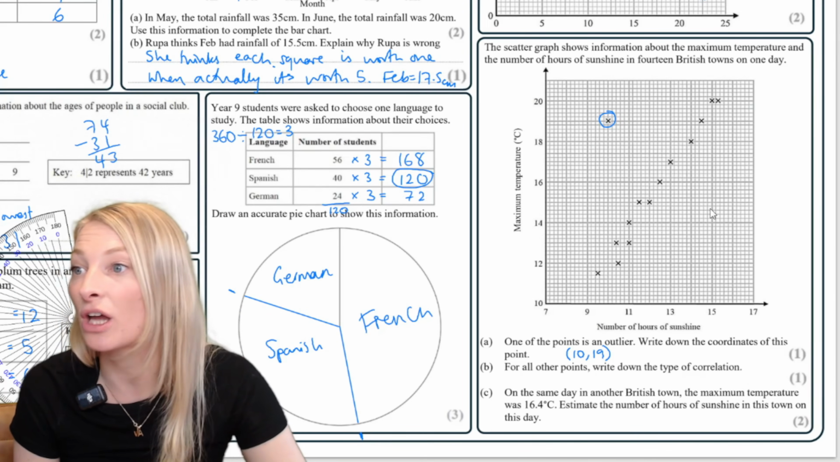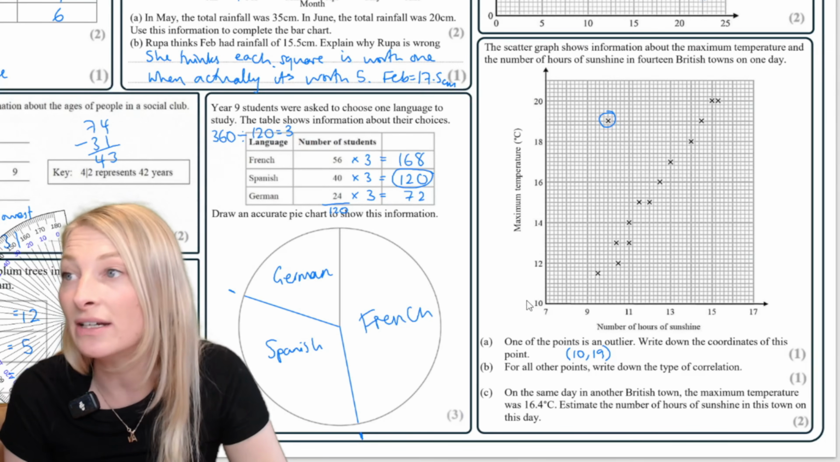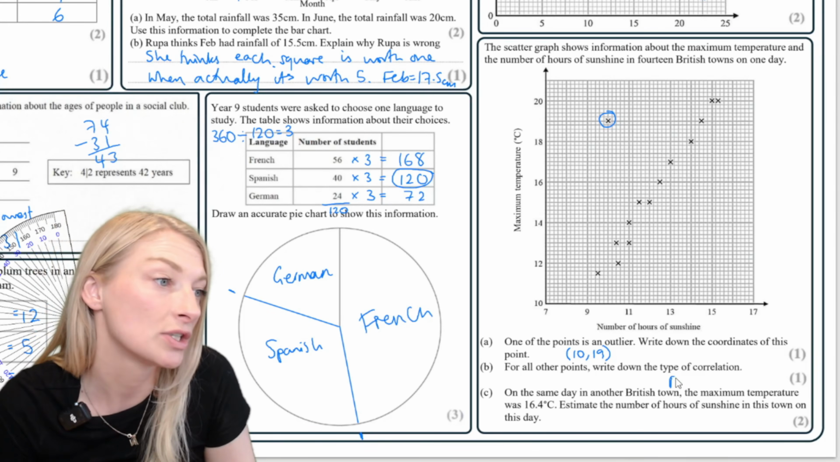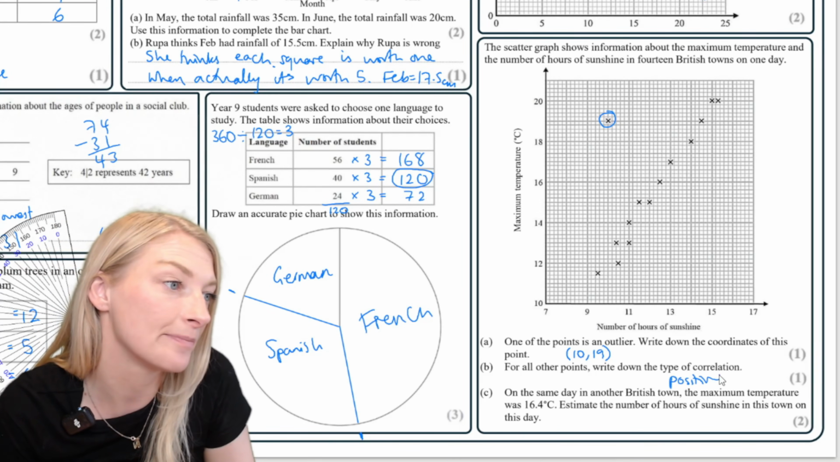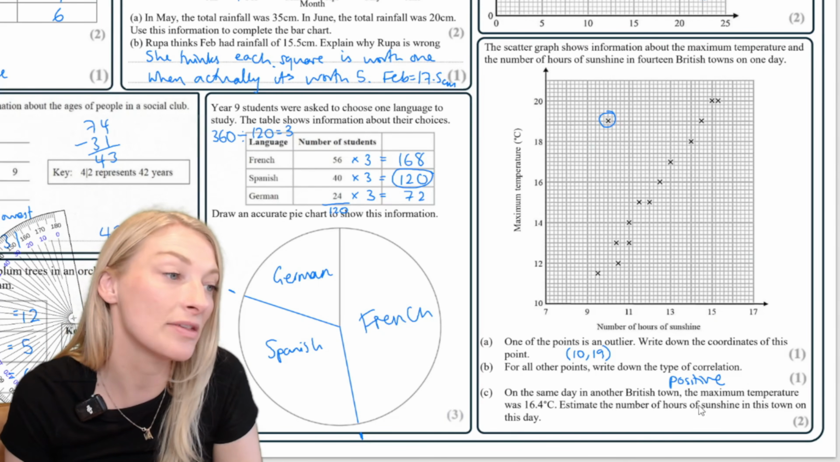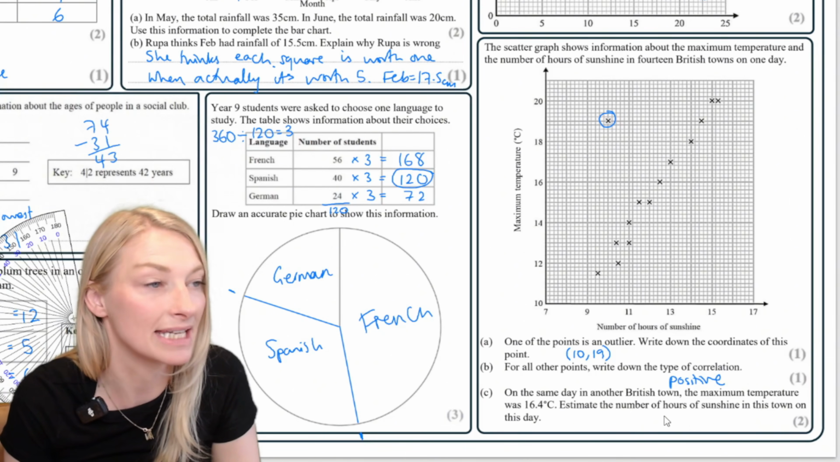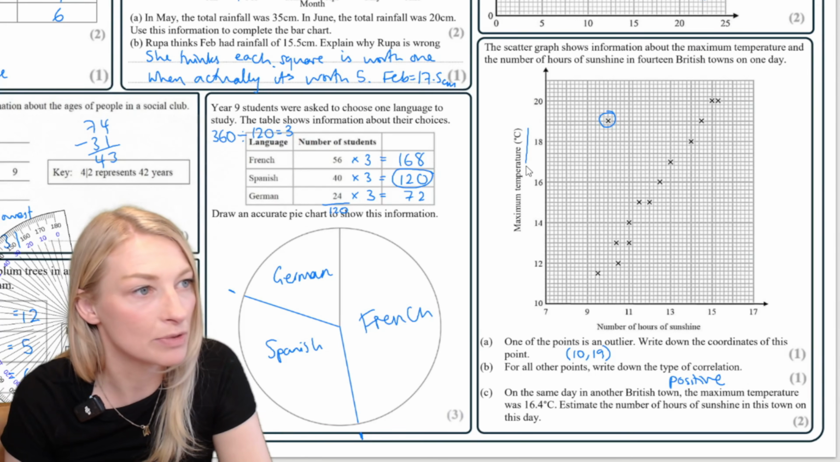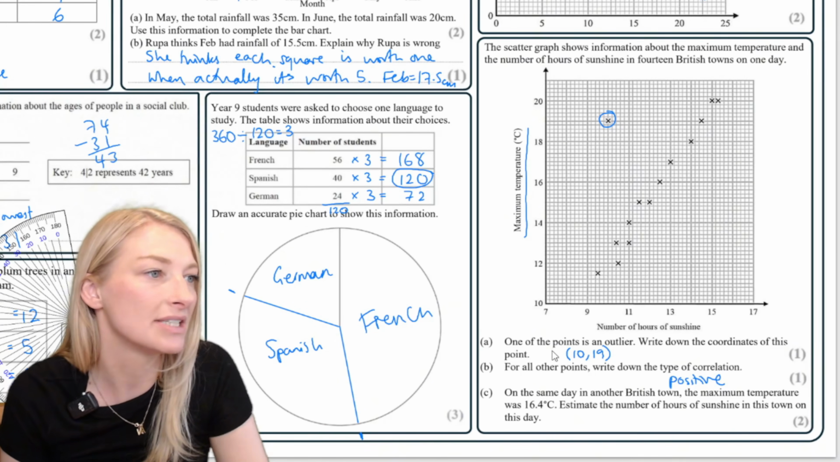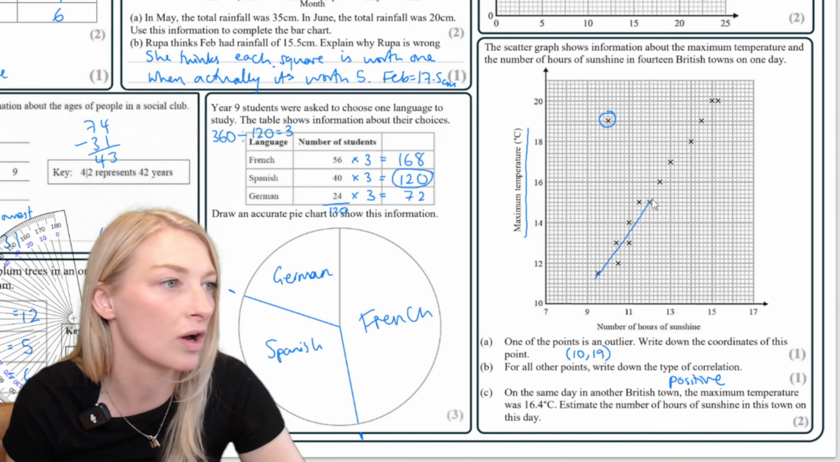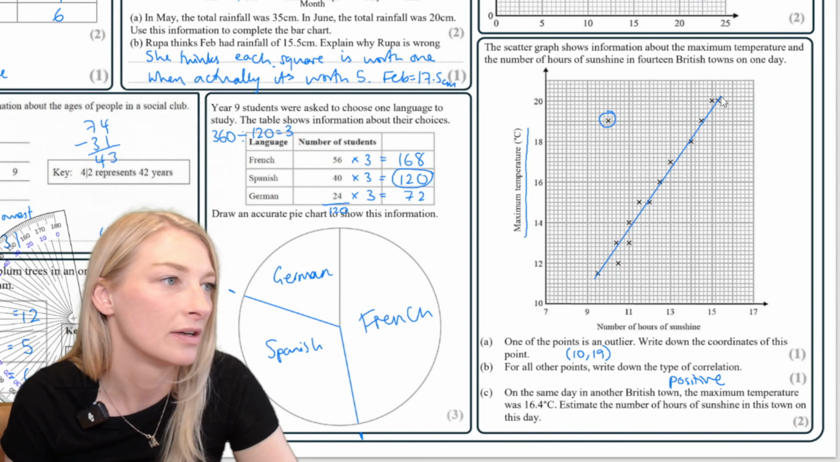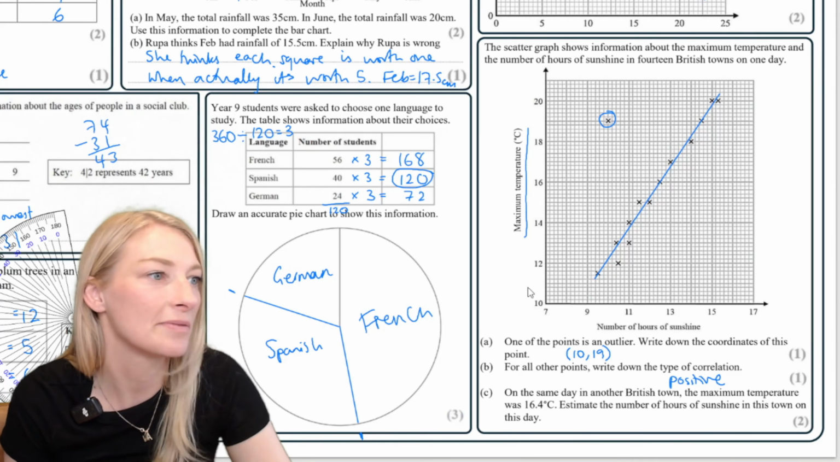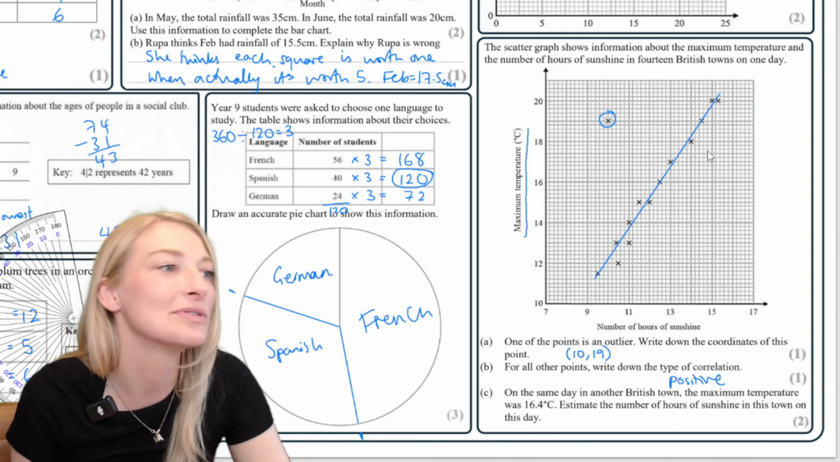We can see these points are going up. The more hours of sunshine, the higher the maximum temperature. So I'm going to say positive for that. On the same day in another British town, the maximum temperature was 16.4. So maximum temperature is on this side. So we're going to go to 16.4, but first we need to draw our line of best fit. Like that. You can draw your pickle if you want to and split the middle, something like that, hopefully.